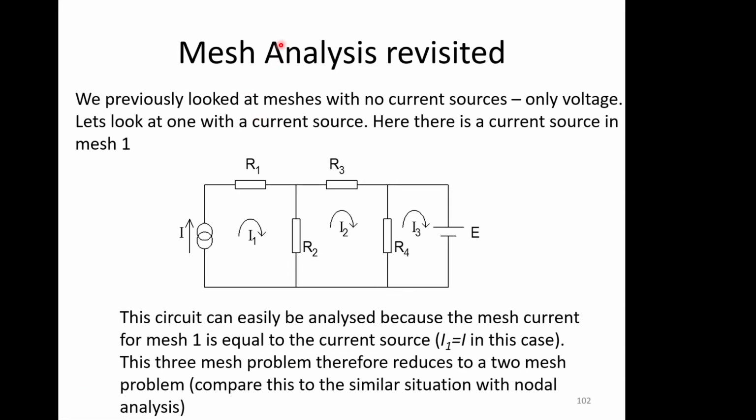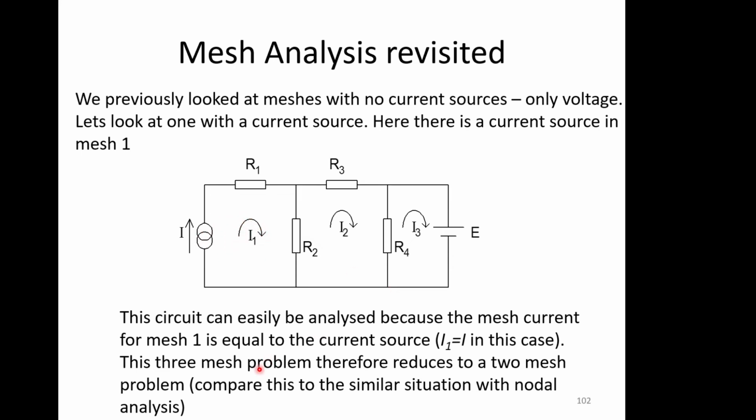Right, so mesh analysis revisited. We previously looked at meshes with no current sources, only voltage. So let's look at one that's got a current source in it. This one now has a current source, also has a voltage source, and we've got some meshes that have been defined in a clockwise direction. This circuit can easily be analysed because the mesh current from mesh 1 is equal to the current source. In this case, I1 is equal to I, just by inspection.